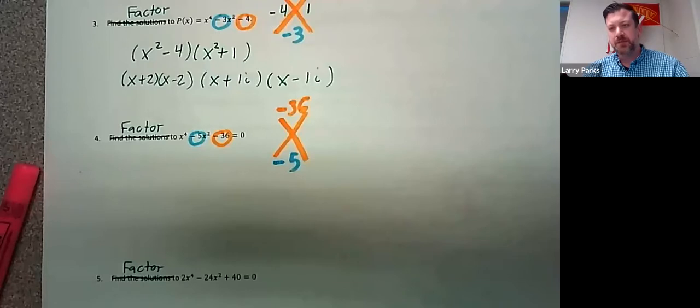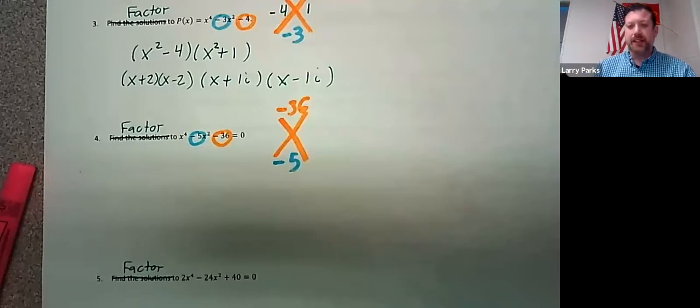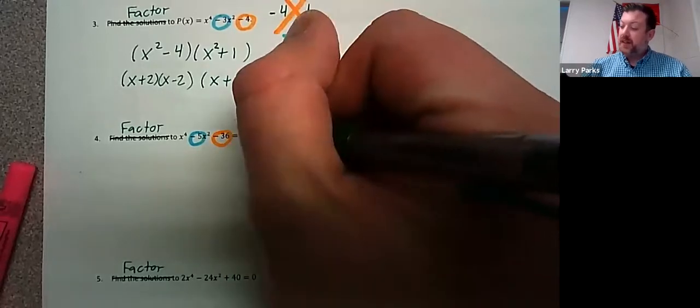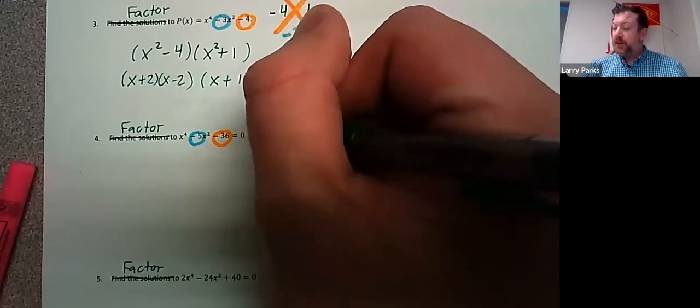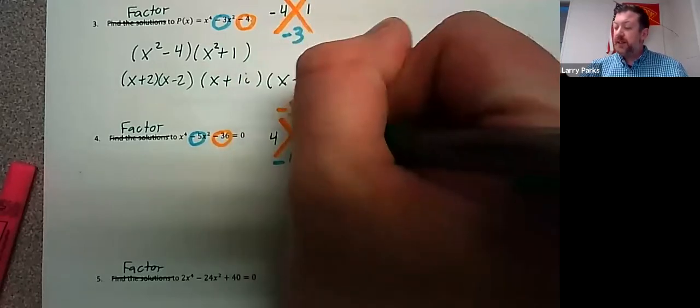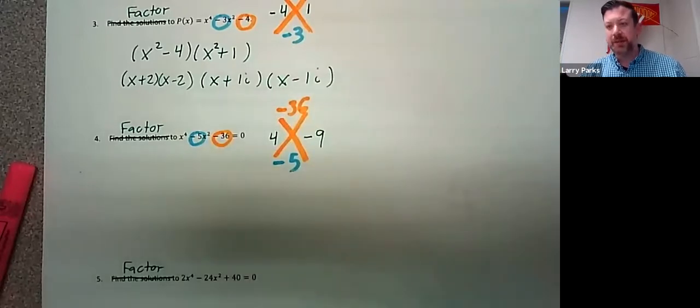And sometimes they don't come directly to me. 12, 3, 4, 4 times what? 9. 4 times 9 is 36. Oh, there we go. Someone told me, yeah, 9 times -4. Good job. So 4 and -9, or -9 and 4, same thing.